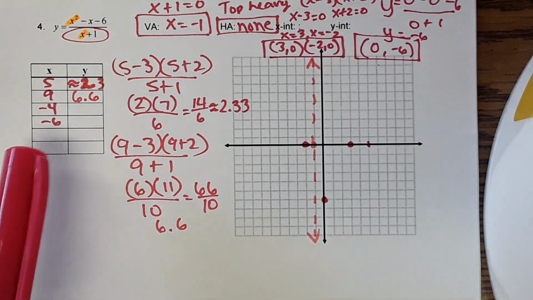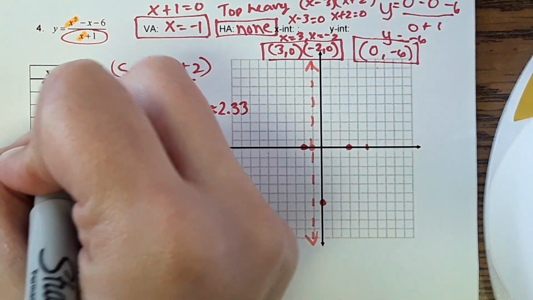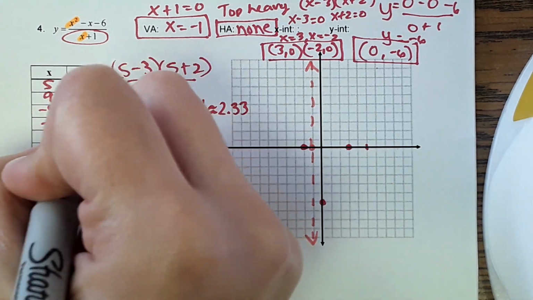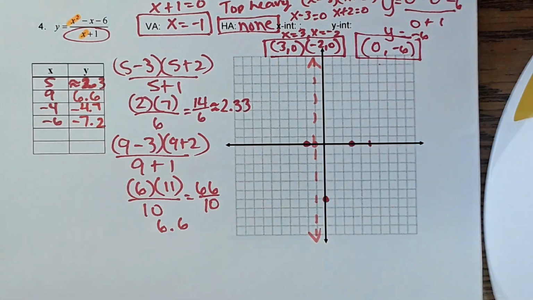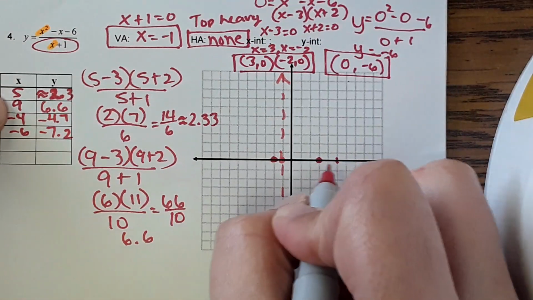And we could plug these in, or I could just give you the answers. The answer here is -4.7, and this one's -7.2. So if you want to solve it out, go ahead. Okay, then using these coordinates, we'll graph these.